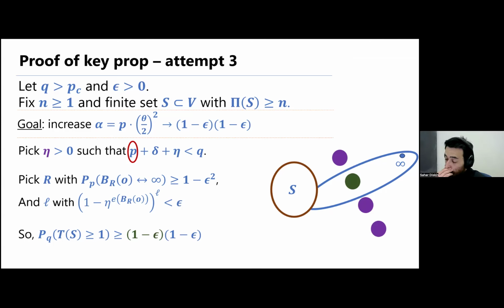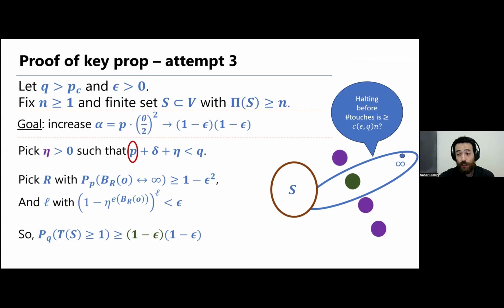And now my question is, this is great. This is exactly what I wanted to do. My question is, can I repeat it enough times? Remember, the number of times we want to repeat it has to be proportional to pi of S. So some constant times n. And the question is, how can it be that I stop this process? I am not able to continue. Is it possible that this happens before the number of touches is at most some constant times n?